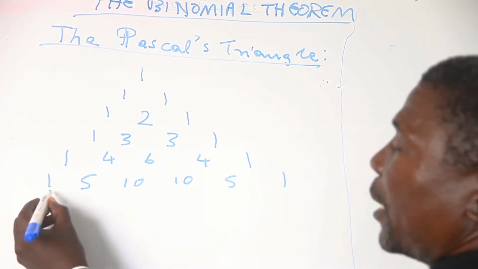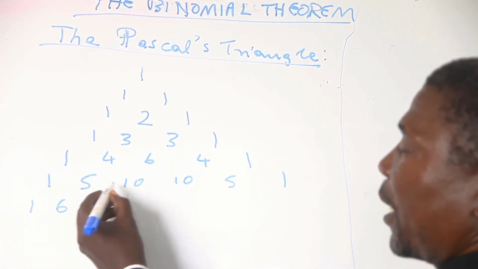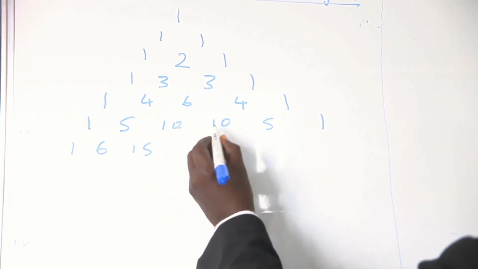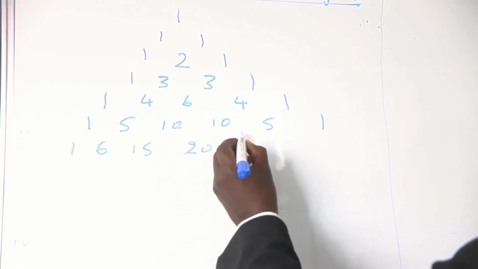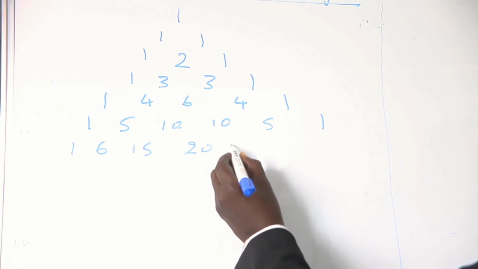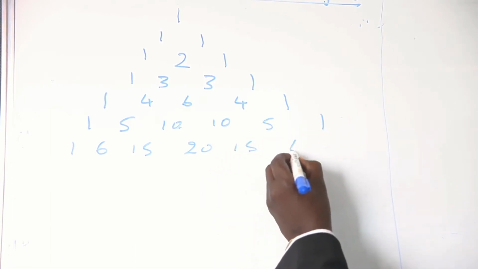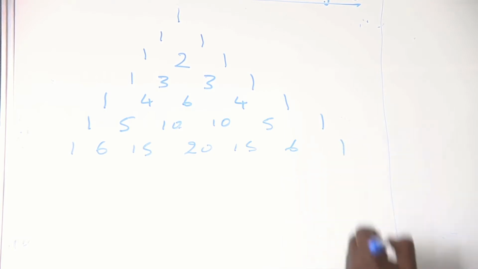This is 1. You add this one to this, you get 6. Add this one to this, you get 15. This one, you add this to this, you get 20. You add this one to this, you get 15. Add 5 to 1, you get 6. And this one should be 1. Now, this one is used.